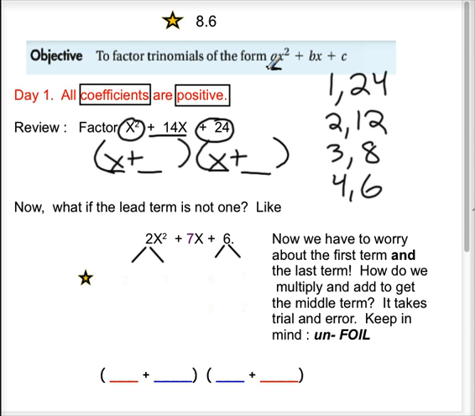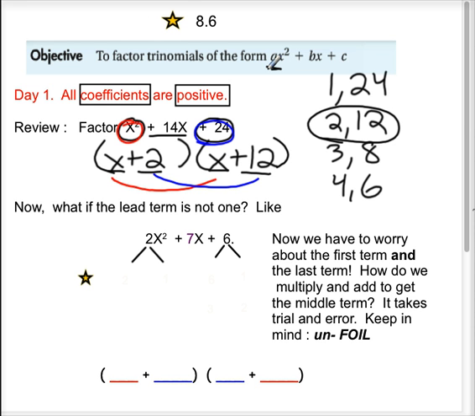Now, once I've made my list, what would I do next? Well, I would start looking to see what adds to give me 14. Which things in that list also add to give that 14. And you can probably pretty easily point out 2 and 12. So we get x plus 2 and x plus 12. So just to recap, x times x gives us that. 2 times 12 gave us that.